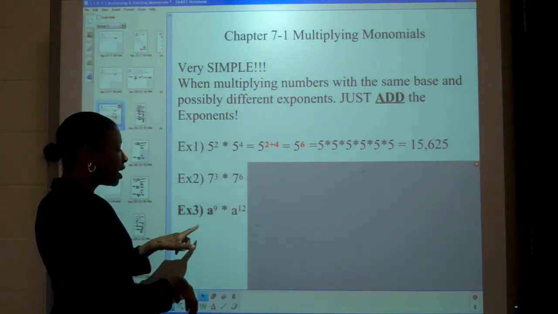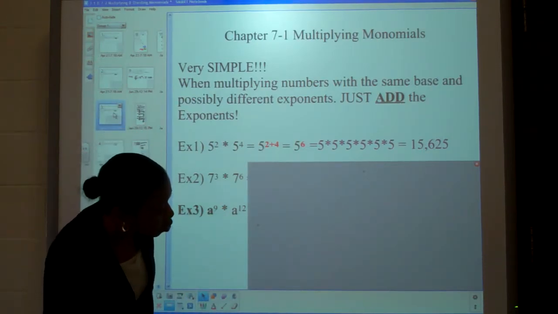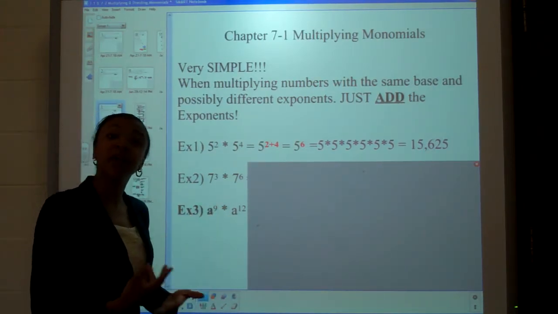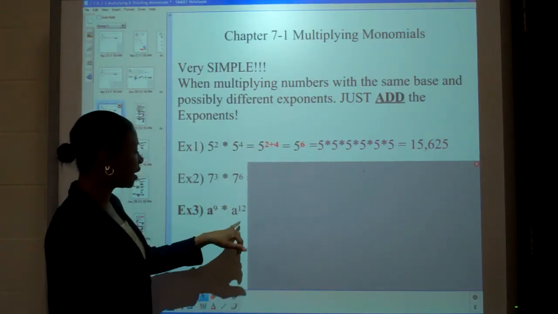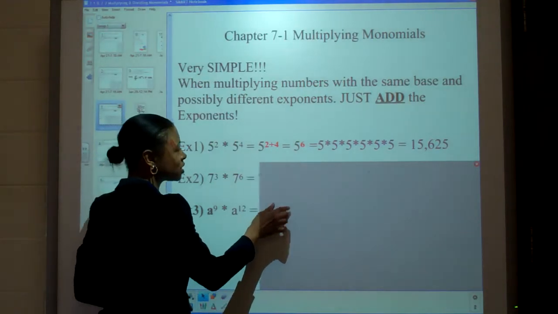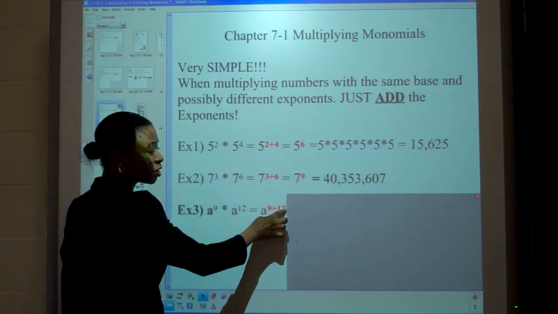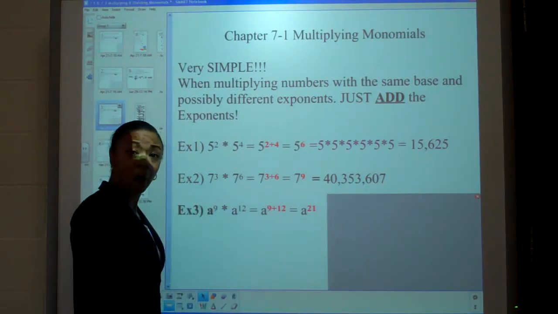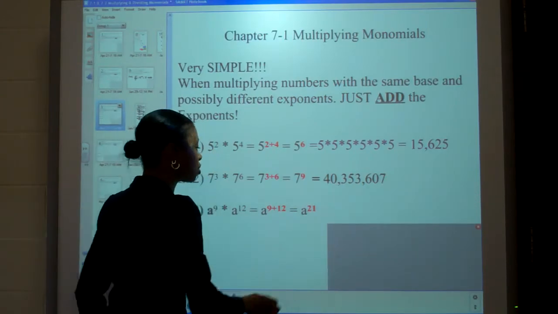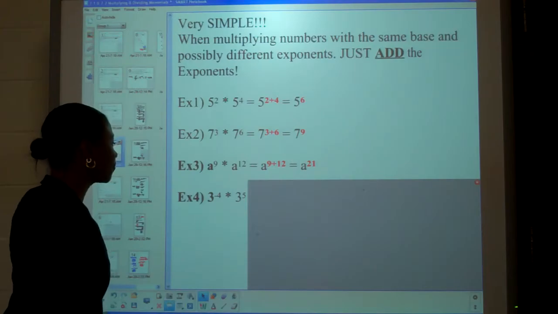Let's try another one. For example, 3, let's suppose I have a to the 9th times a to the 12th. So our base is the letter A. It's no longer a number. Our base is A raised to the 9th and 12th power. So you do the same exact thing. It's going to be A raised to the 9 plus 12 power, or A to the 21st power. And that is going to be your answer. There's nothing further to do. So it's A to the 21st power.